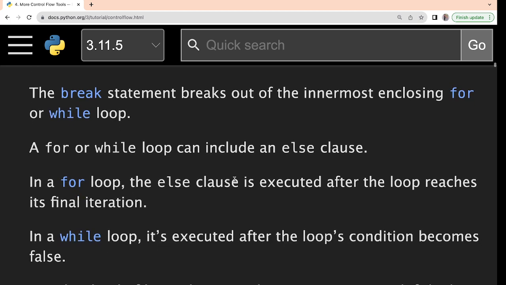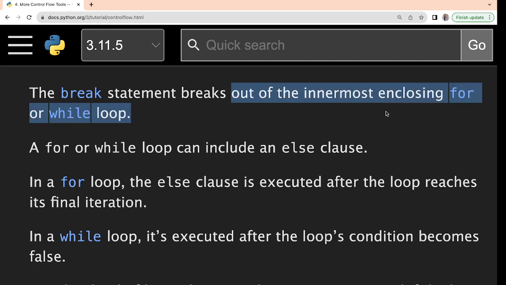Okay. So the break statement breaks out of the innermost enclosing for or while loop. Okay, so break statement is used only with loops, and there are only two types of loops in Python, that is for and while, right? So if you're using break statement, then whichever is the innermost, in whichever block you're writing, that particular loop will break, okay, if that break statement gets executed.